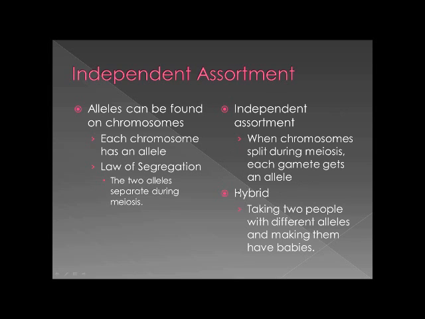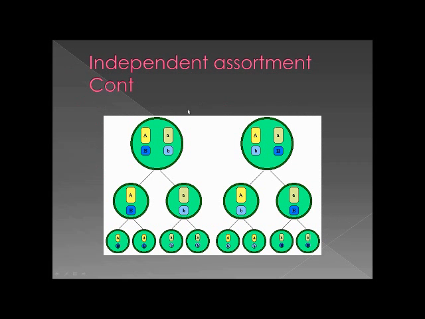The last one is a key term that I just tossed out here very quickly. It's the word hybrid. It's just a fancy way of saying that you have two people with different alleles and you make babies. So say Mr. Russell finally gets married, and let's say I get married to a blonde woman. Well, my kid would be considered a hybrid of my wife and I because my wife and I have very different alleles.